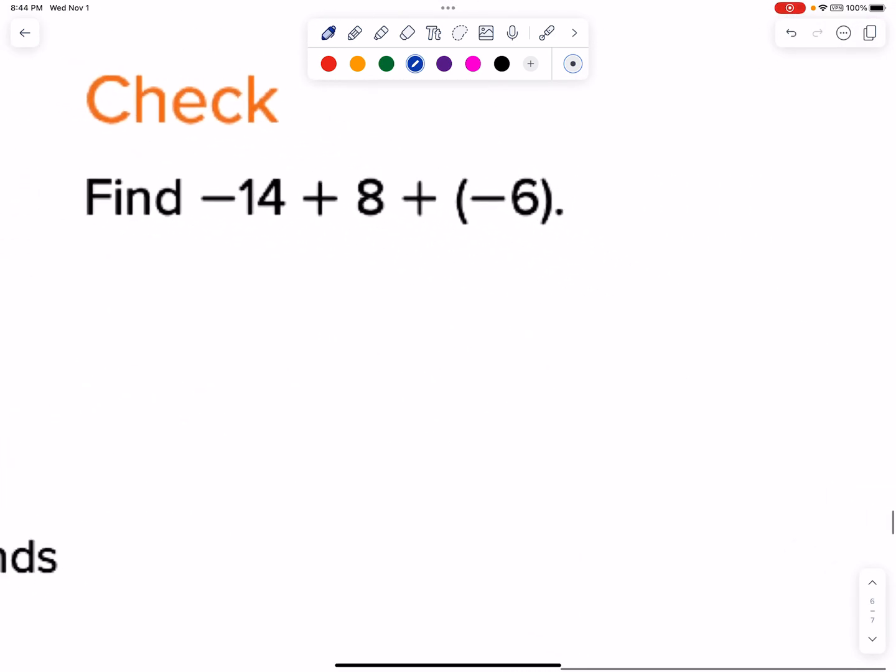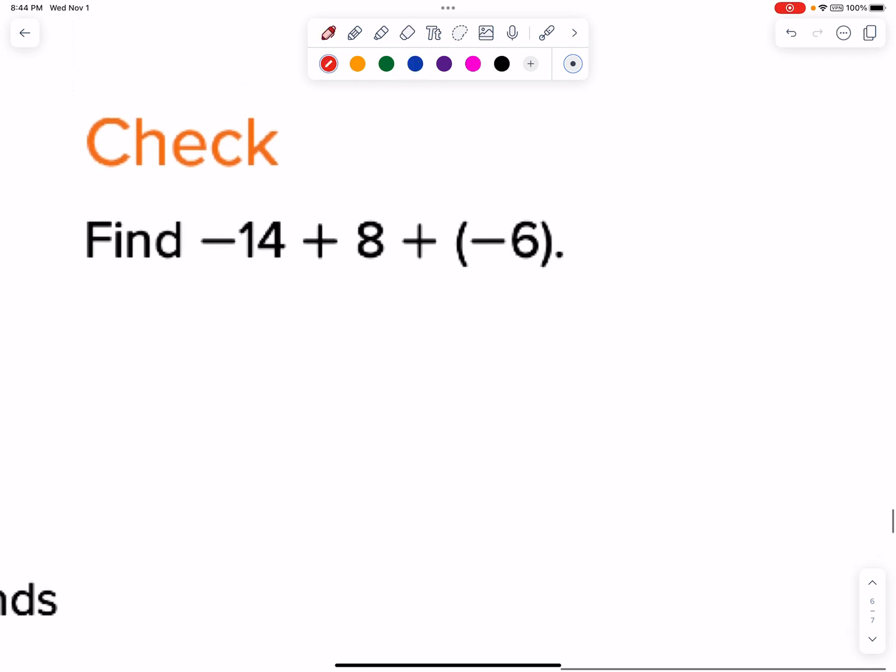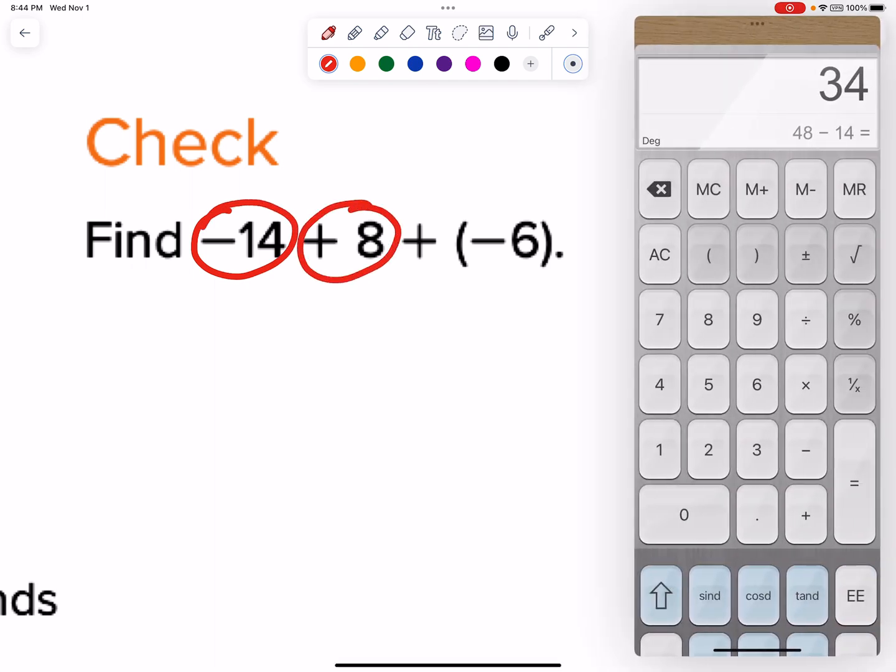You can pause and do it and then check, or you can do it with me. All right, so I'm going to do my first two integers. I have a negative 14 and a positive 8. Same signs add and keep, different signs subtract. So there we go. Keep the sign of the bigger digit, that's the negative, then you'll be exact.